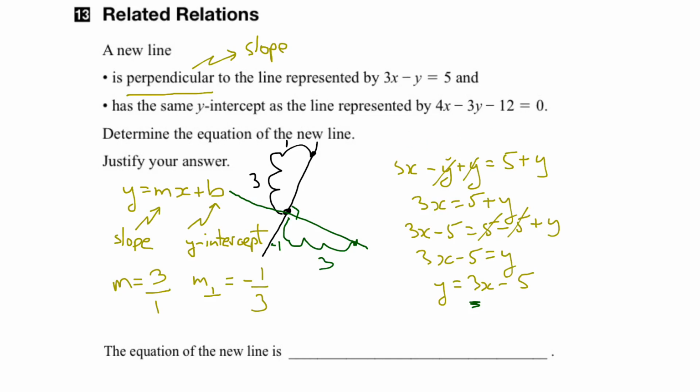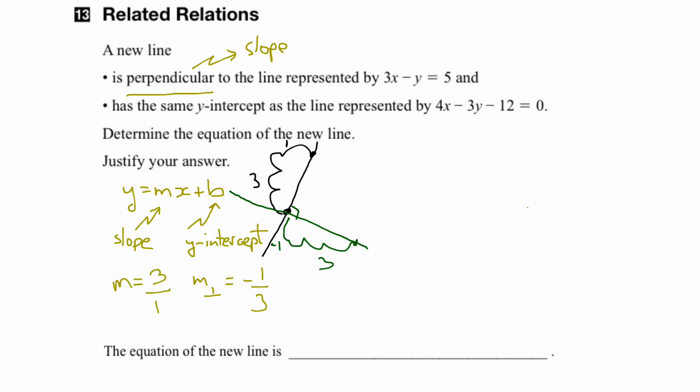Okay, so we have the slope of our line, but what we need now is the y-intercept, and we're told that the y-intercept is the same as represented by this line. So let's rearrange this line in the form y equals mx plus b, and then we can find b for our y-intercept. So we'll bring it down.